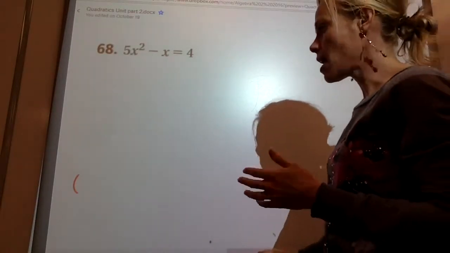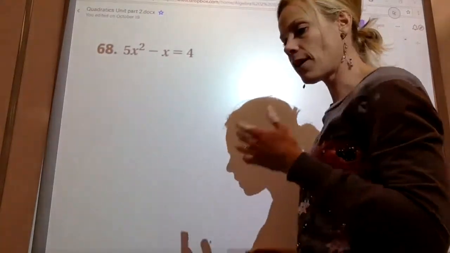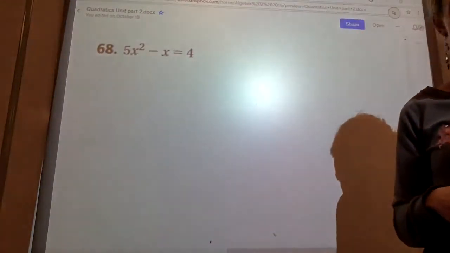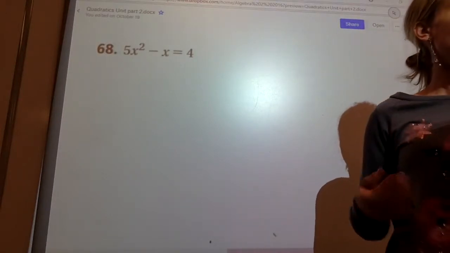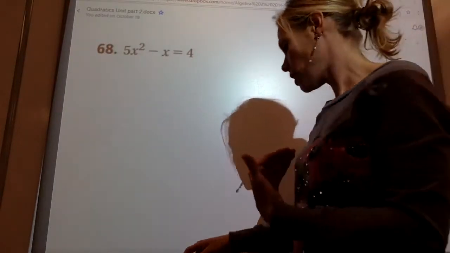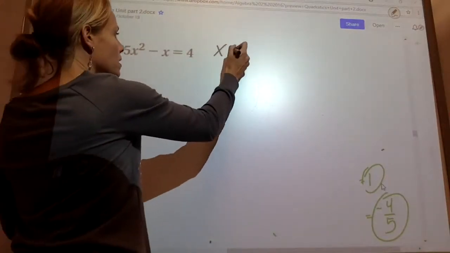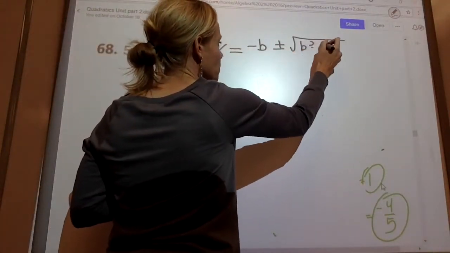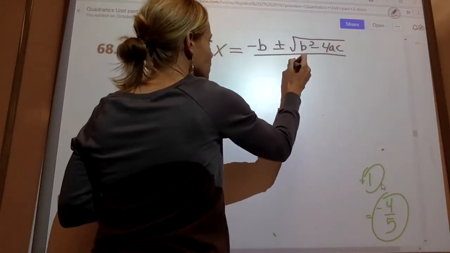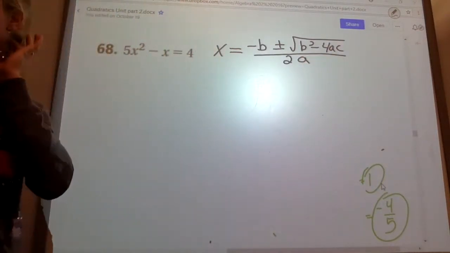So if I say find your roots and it's not factorable, remember factoring is the easiest way. Factor it, find your roots. If it's not factorable, you use the quadratic formula. And the quadratic formula is this: x equals. That's the quadratic formula.